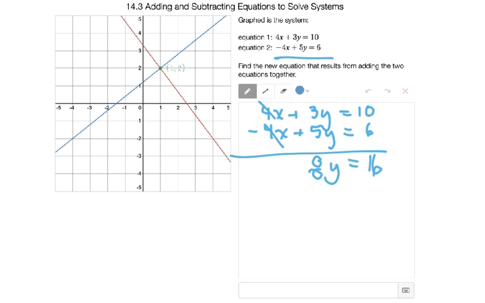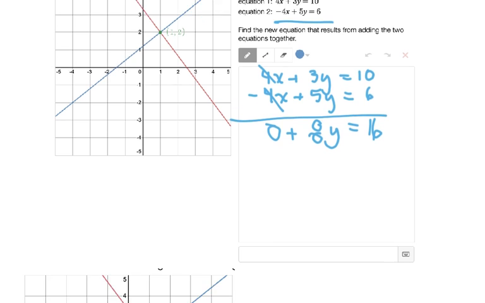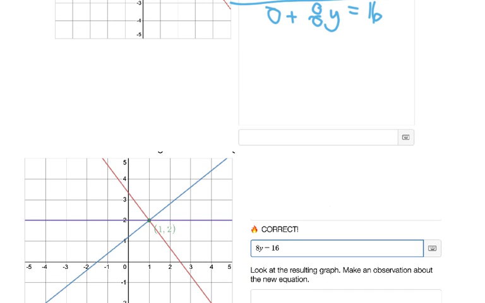Okay, so you can see all I did was add straight down. 4x, and if I add a negative 4x, I get 0. I didn't write 0, but I could have, right? 3y and 5 more y is 8y. 10 and 6 is 16. So what you were supposed to do is in this box right here, take this value, put it right here, and you could see here that it is correct.